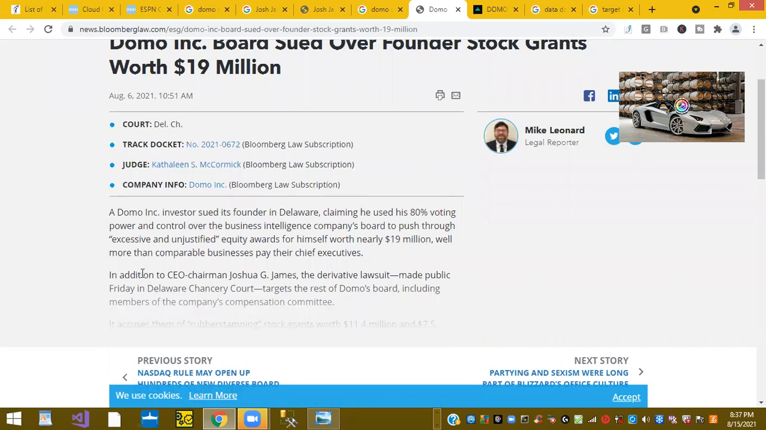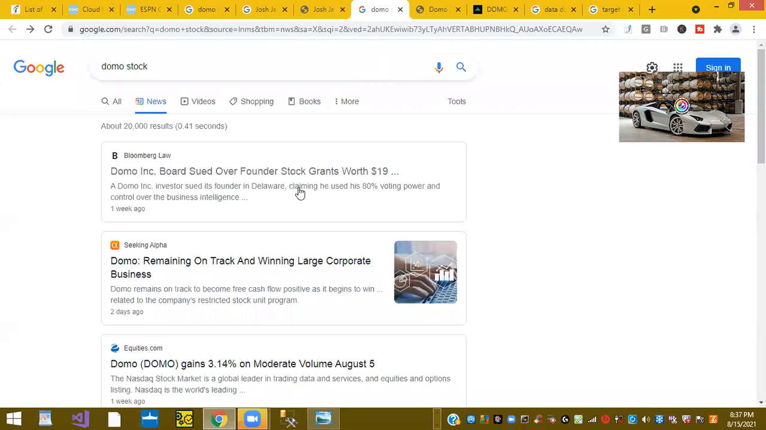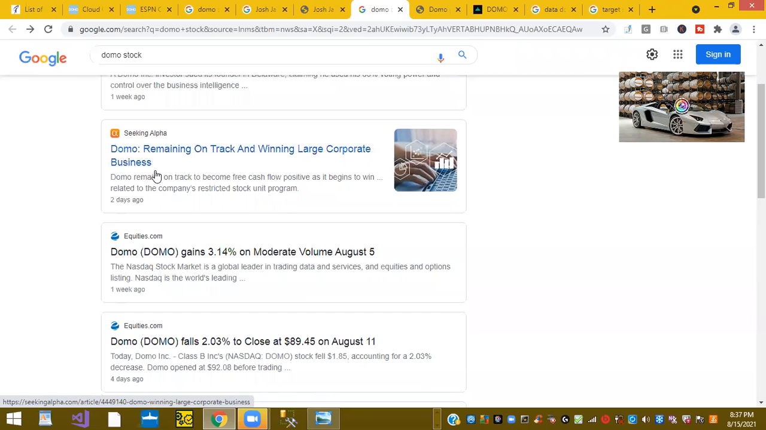In addition, the CEO and Chairman Josh James, the lawsuit made public Friday targets the rest of Domo's board, including members of the company's compensation committee. Oh, this could get ugly. We're seeing some bad news, though overall the company is doing well. There's just some disagreement about who owns what and what they're supposed to get. Seeking Alpha asks: is Domo remaining on track and winning large corporate business?